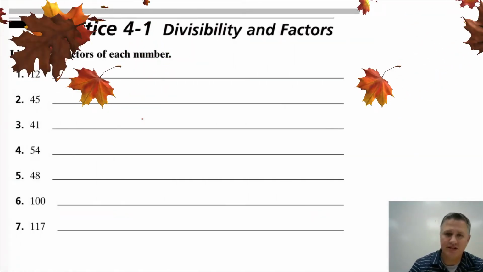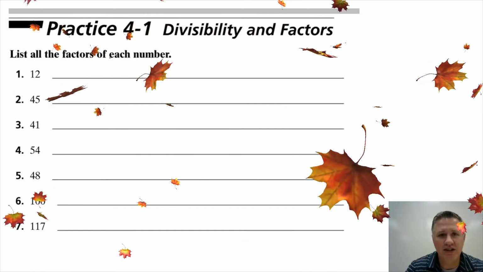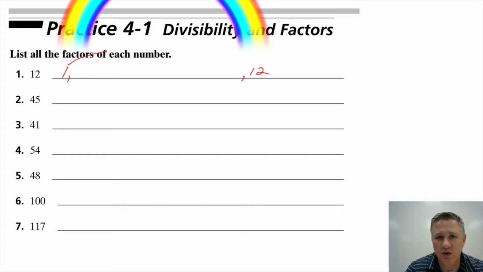Okay, so let's see how you did on the homework. We are listing the factors of each number, all right? And we said do the rainbow, which starts with 1 and ends in 12, right? Because 1 times 12 is 12. We're doing the rainbow. What else?